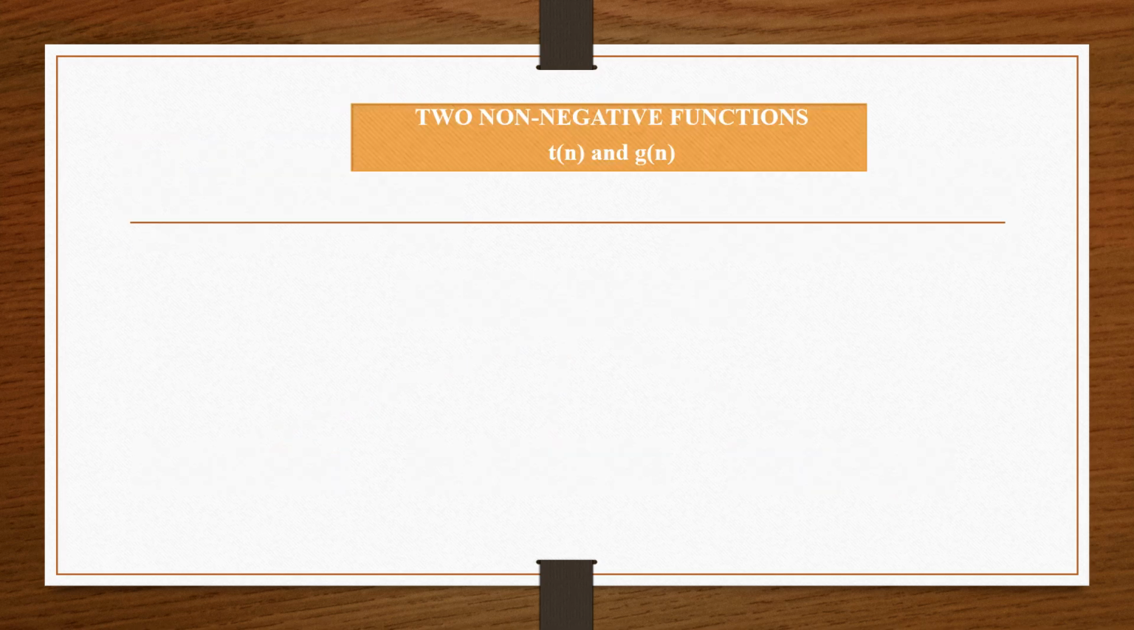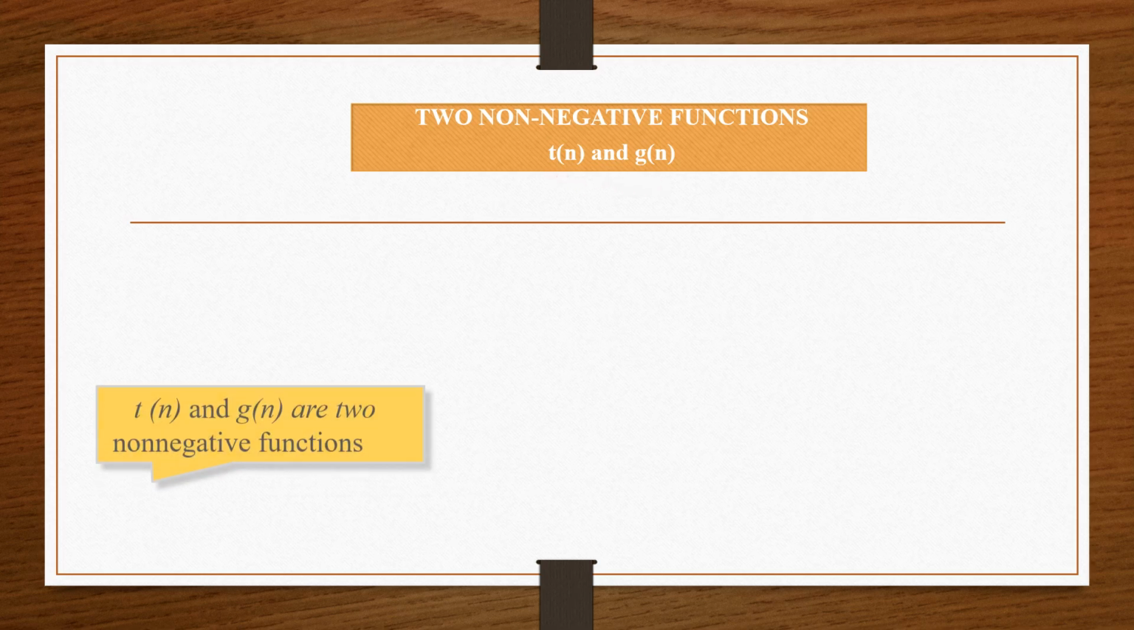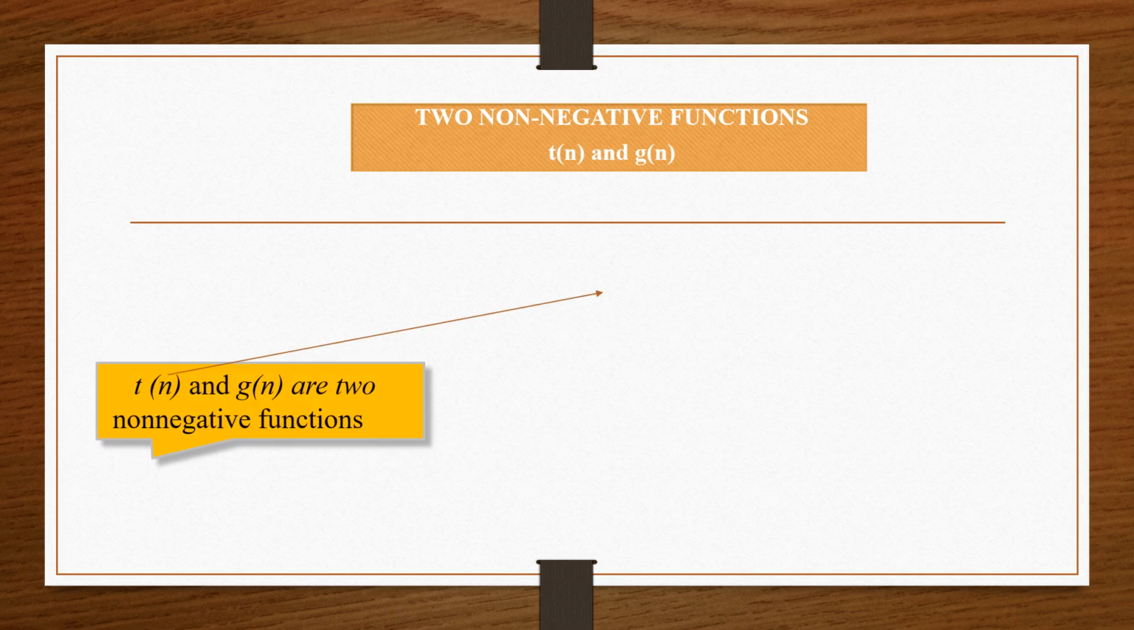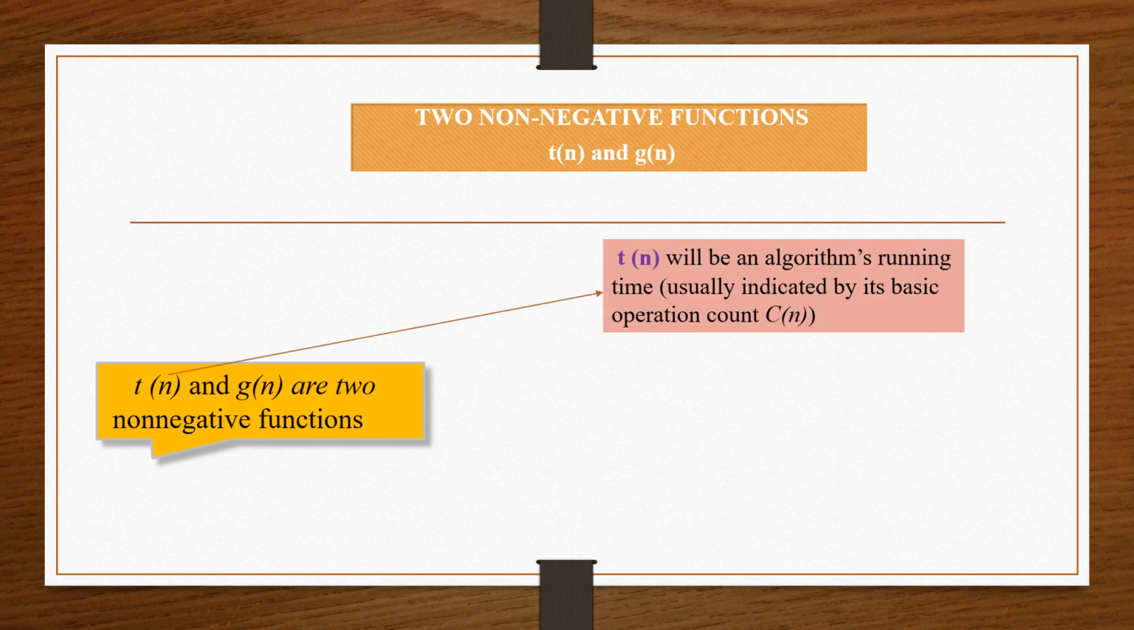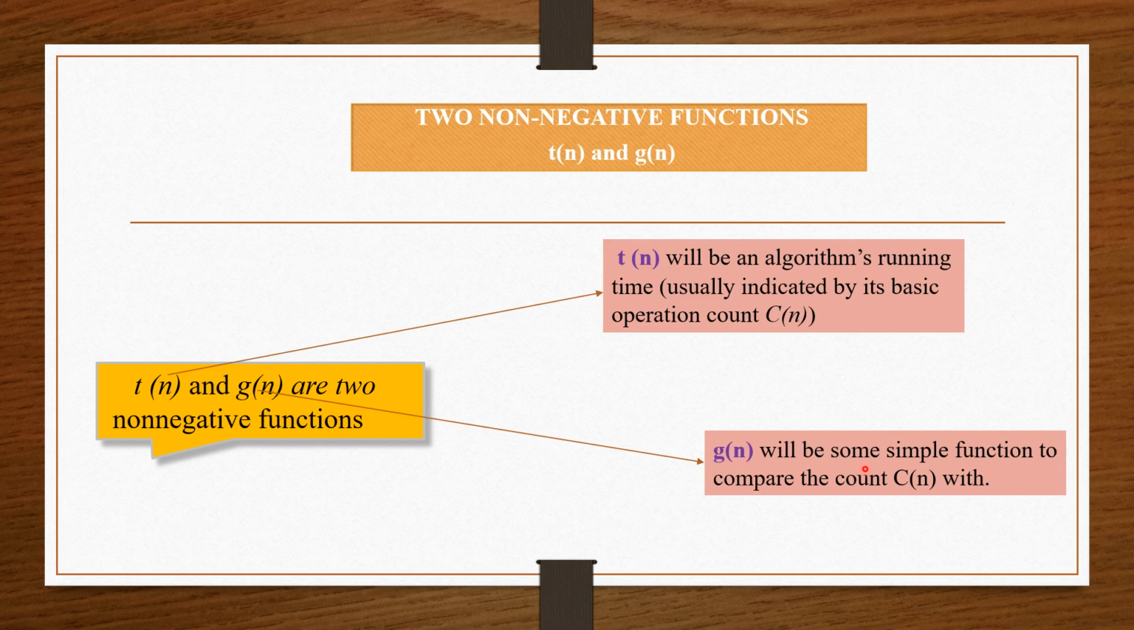So let us relate two non-negative functions t of n and g of n. So what is this t of n and g of n? T of n represents an algorithm's running time and g of n represents a simple function to compare with the count that we have in t of n. So this might look like Greek and Latin to you, but you will understand it in further upcoming slides.